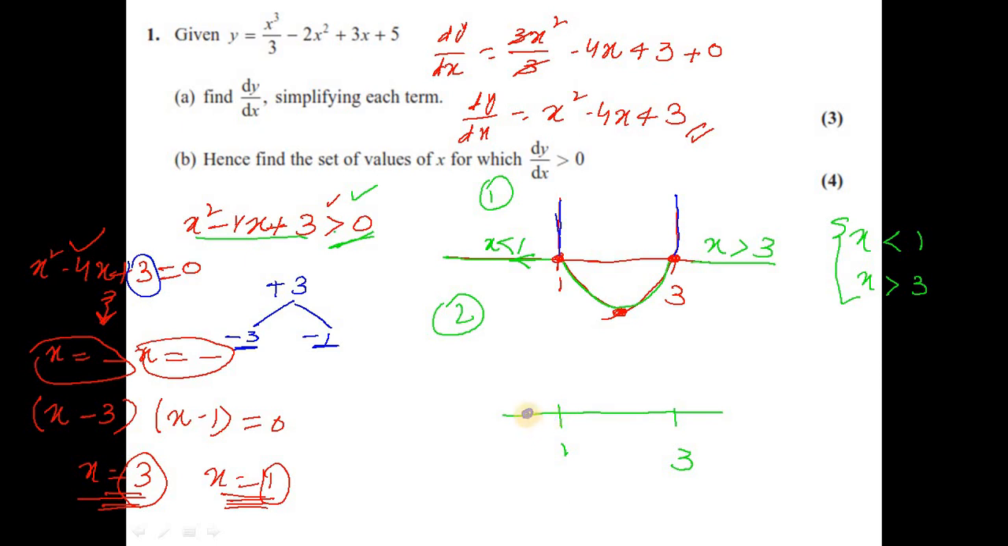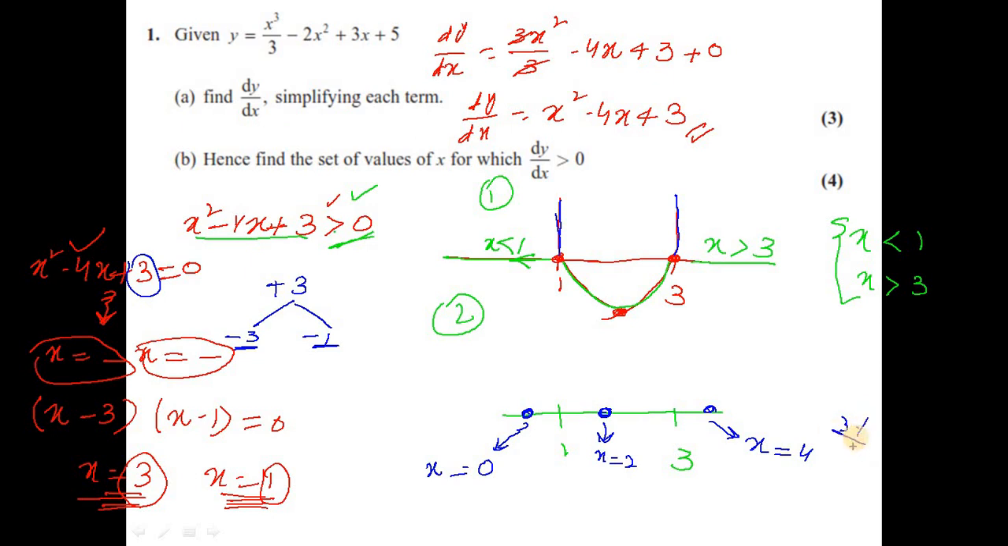One is before 1, in between 1 and 3, and after 3, with any test point in each region. So we need to check a test point less than 1. Less than 1, the best point is 0. This is my test point, x equal to 0. Between 1 and 3, I can choose x equal to 2. And more than 3, x equal to 4. It's my choice. Even I can choose 3.1 if I wish.